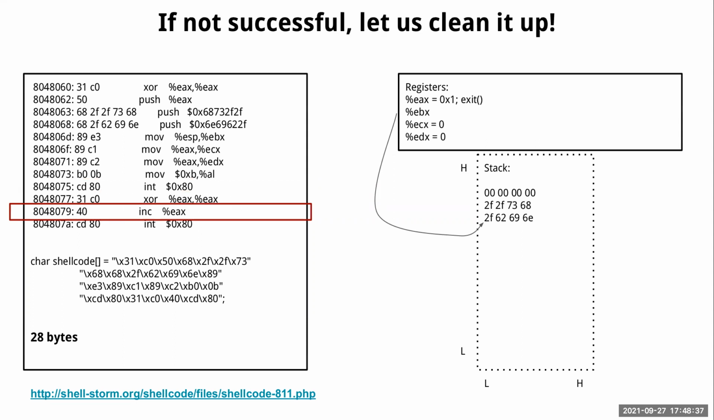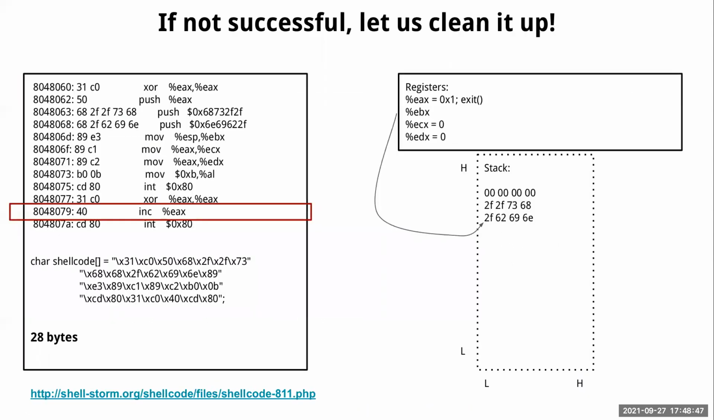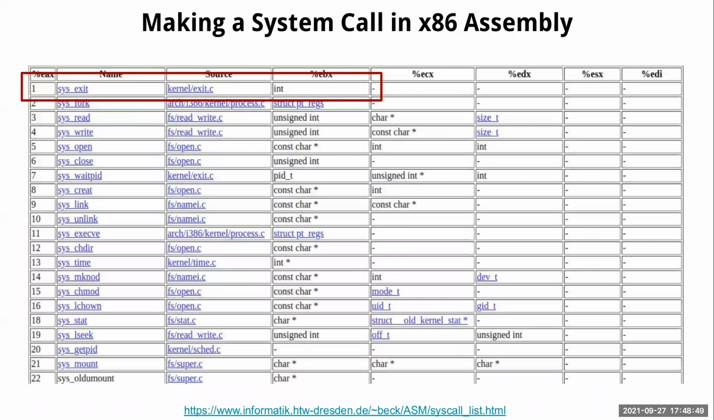Then we increase EAX, so EAX now has value 1. What is value 1? Exit, the system call exit. Then we just call int 80 to trigger this one. Now this program will explicitly call the system call exit to exit, so it will not crash. It will not generate any segmentation fault.